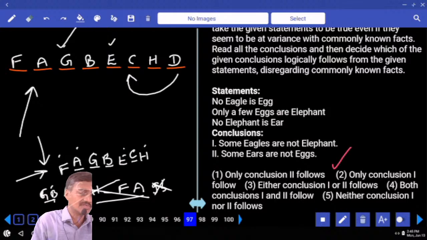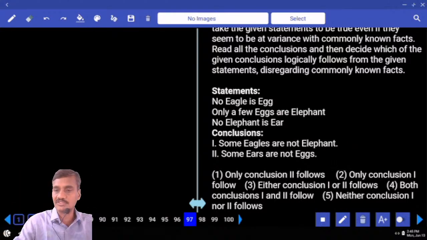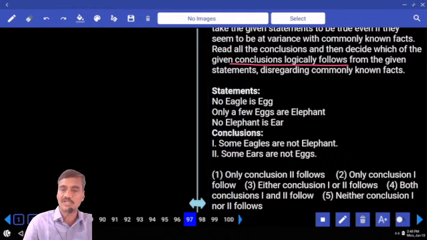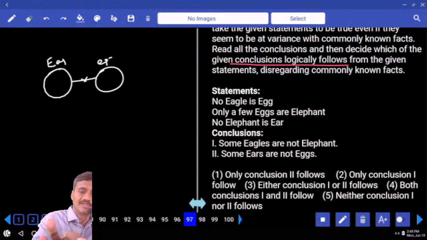Then 97 onwards, they are based on syllogisms. The first model in this syllogisms: read all and given conclusion logically follows. Conclusion: logically follows that no eagle is egg. Now this is eagle. And no eagle is what? No eagle is egg means no intersection between eagle and an egg.